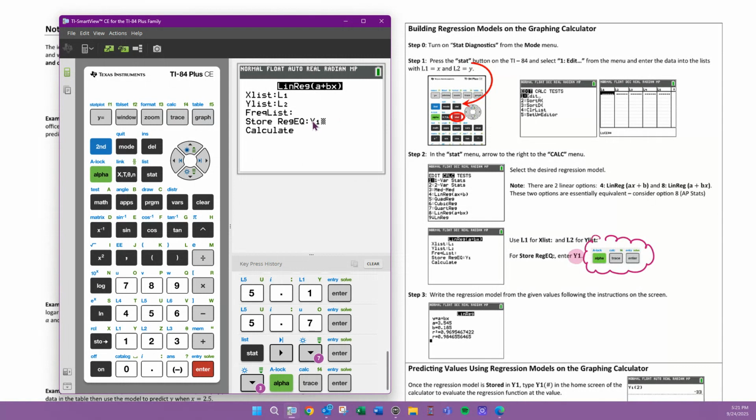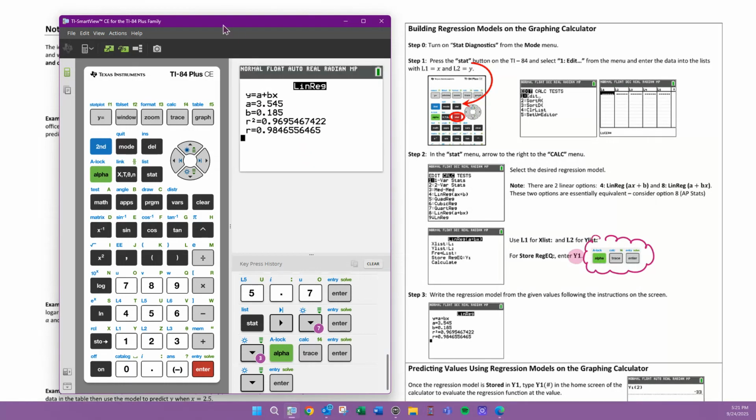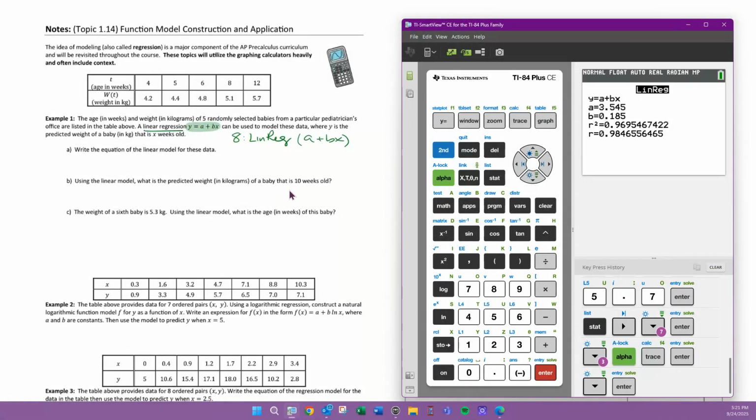And what we're telling the calculator is that when it calculates the linear regression from this data, I want it to already type it into y1 for me. We then press calculate, and it's going to give me the information for this particular regression. Now, if we're writing the equation like it asks in example 1, we're just going to take the values a and b and we're going to plug them into the equation, which means we would write y equals 3.545 plus the b term, which is 0.185 times x. I follow the exact pattern we have here in the equation with the numbers I get out for a and b.